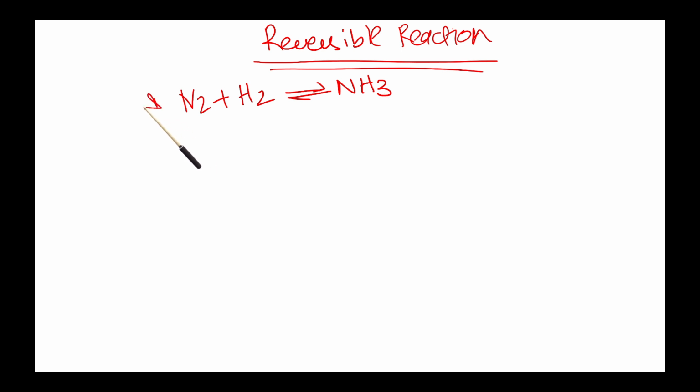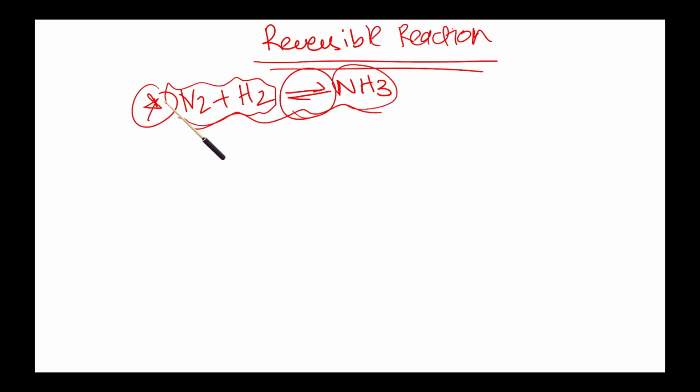But there are so many important reactions, such as the production of ammonia, that need to be carried out in a closed system. When you carry out a reaction in a closed system, the reaction will be reversible. A time will come when the production of ammonia and the production of nitrogen and hydrogen will be at the same rate. That position is called equilibrium. Equilibrium is the position at which the forward reaction and the backward reaction are taking place at the same time.